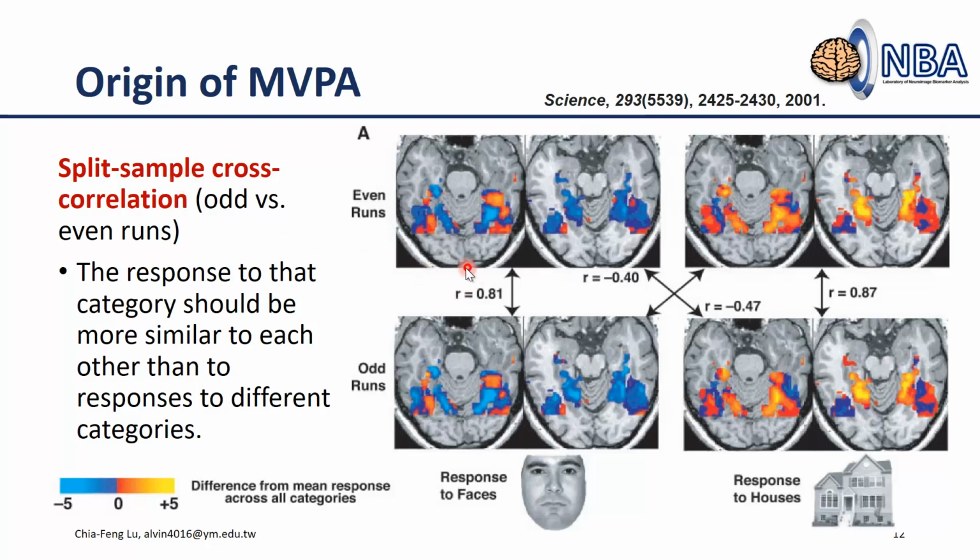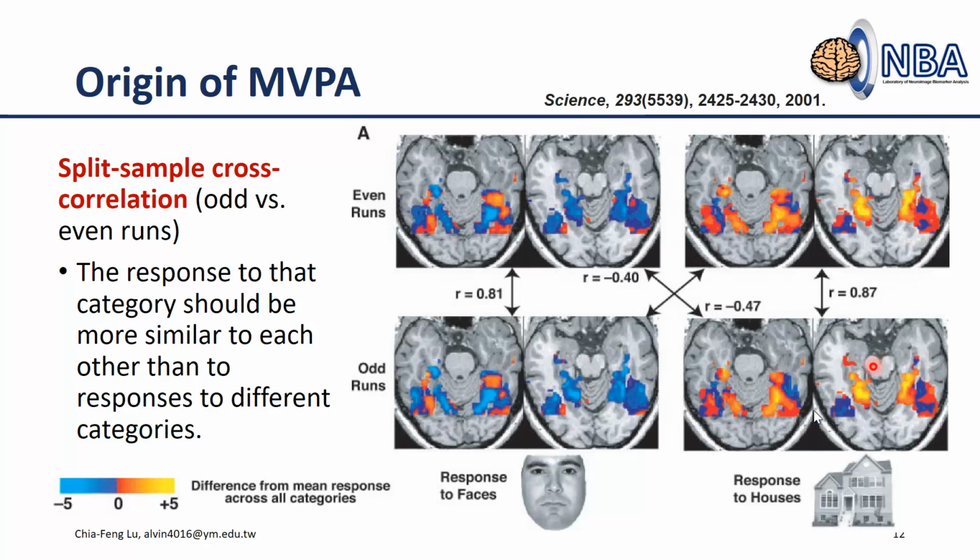Then you will find that for the face stimuli, you can find a very high correlation coefficient between these 2 different samples. So even though they happen in different rounds, you can still find a similar pattern within a certain region of the brain. And again, if you perform the cross-correlation analysis between even and odd rounds when the subject is looking at the house pictures, again you will find a pretty similar pattern.